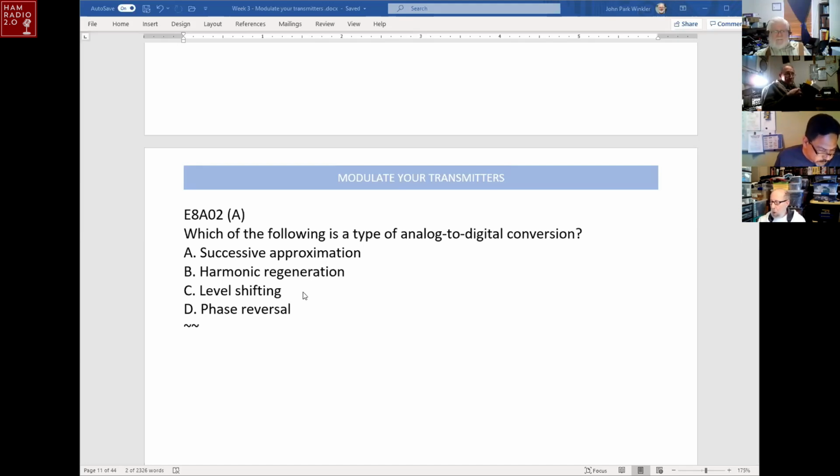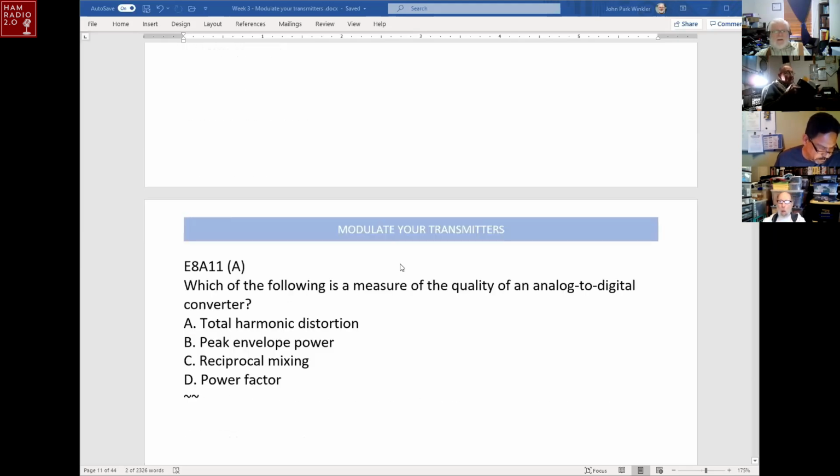You measure the voltage in that analog signal in effect, and then convert that to a number, a digital binary number. And it's successive approximation because in that little time slot, there may be a shift in the amplitude of the signal. And what you're really doing is measuring, depending on the system, the average or the peak of the voltage in that. I don't know what a harmonic regeneration is, level shifting, I don't know, phase reversal. It really is just the successive approximation that makes sense in this question.